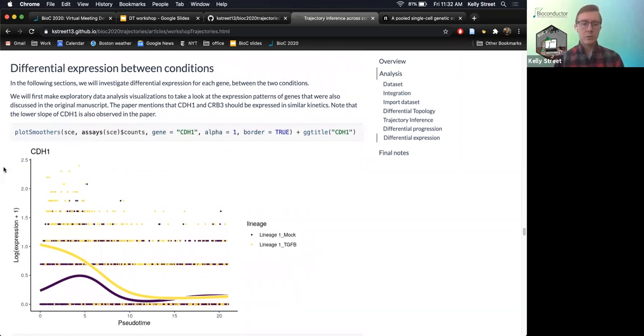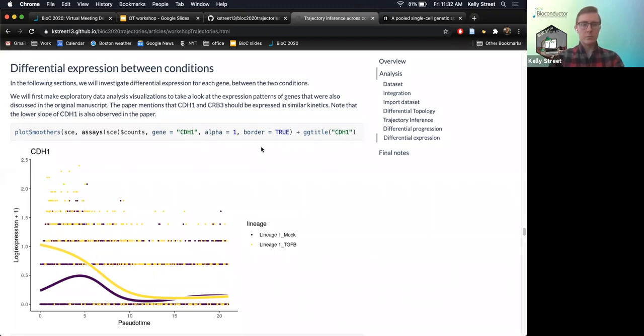And then the final question that we're interested in answering is, do we see different patterns between the two conditions? And this is really the crux of the workshop. Do we see genes that are behaving differently despite there being a single trajectory? What are the more subtle differences that we can identify between the two conditions?